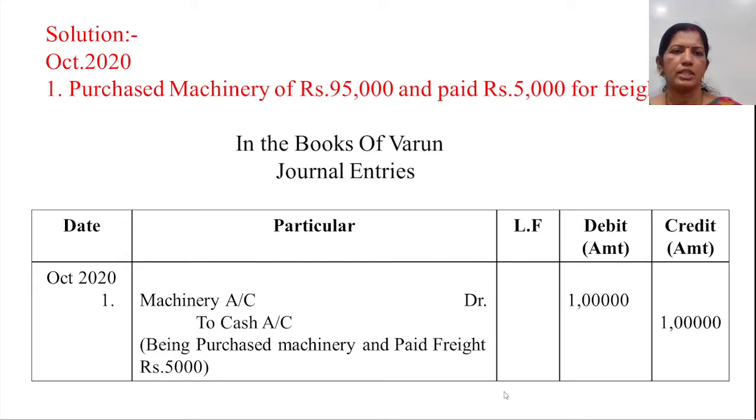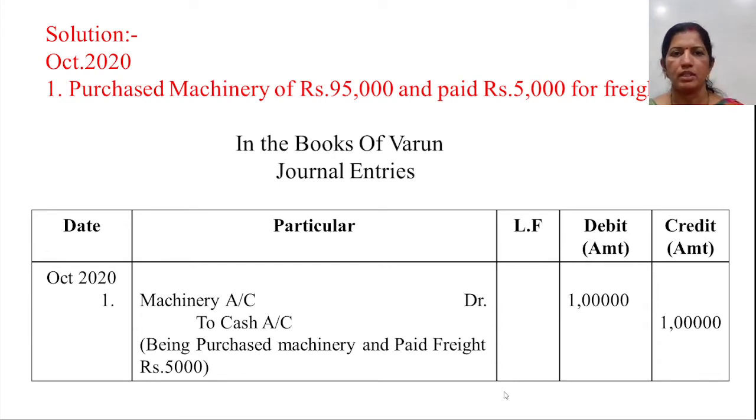First transaction, see, as this is our fourth question on journal, all of you know the specimen of journal. How many columns required in journal? See, here for journal entries, we require 5 columns. First, date. First is title here. Title is necessary in the books of Varun, journal entries. Name of the owner or the proprietor, first prescribed here in the books of Varun, journal entries.